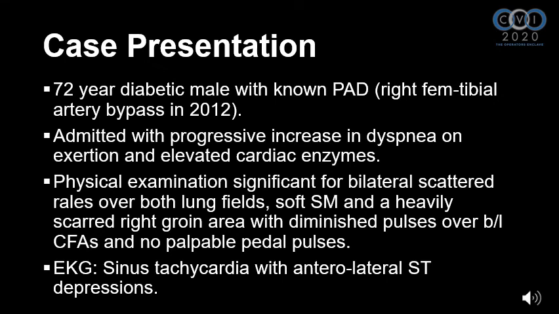His physical examination was significant for bilateral scattered rales over both lung fields, a soft systolic murmur, and a heavily scarred right groin area with diminished pulses over bilateral common femoral arteries. There were no palpable pulses over the pedal arteries. His ECG was significant for sinus tachycardia and pretty dramatic anterolateral ST depressions, and the patient was referred promptly to the cardiac catheterization after initial medical management.